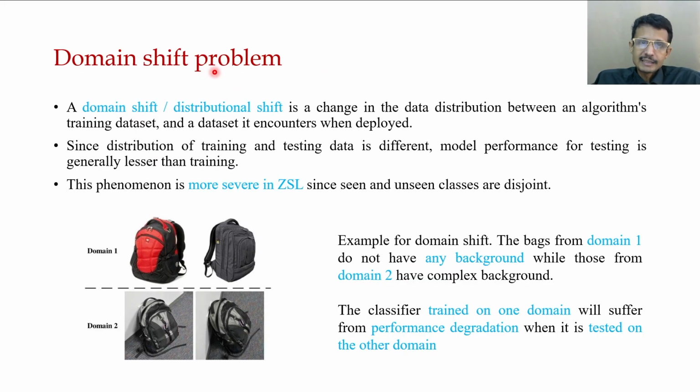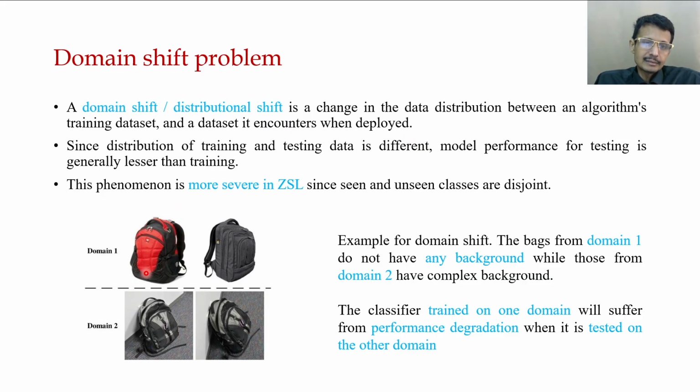The next thing is the domain shift problem. A domain shift, or distributional shift, is a change in the data distribution between an algorithm's training dataset and the dataset it encounters when deployed. Now here you just see.